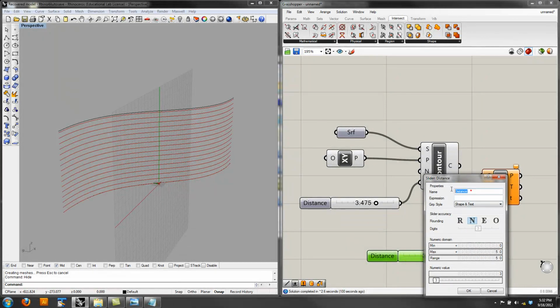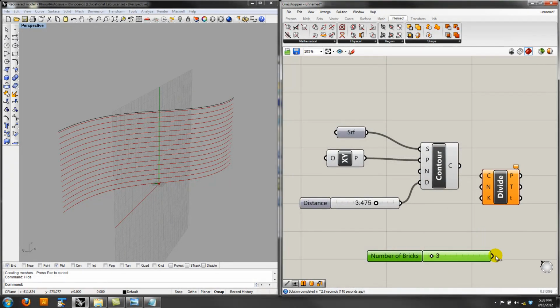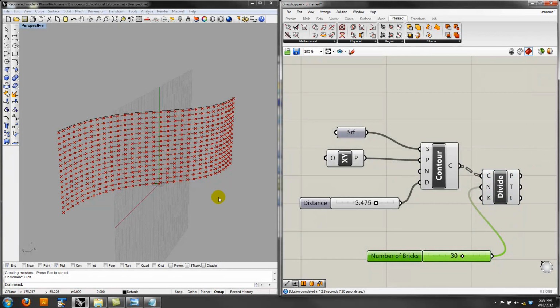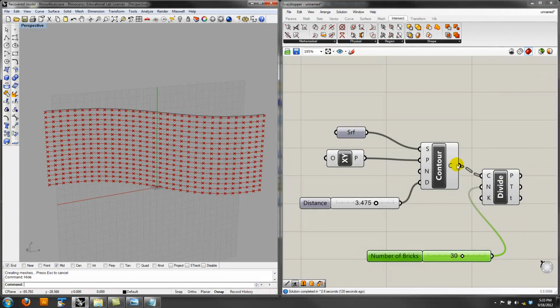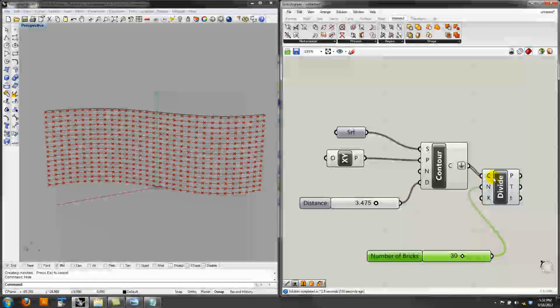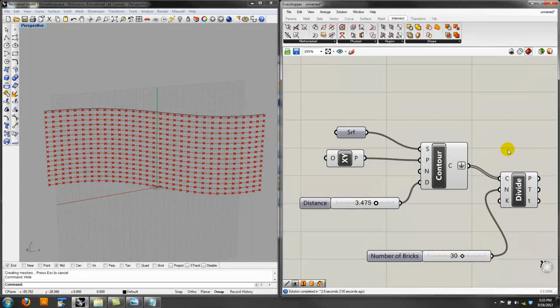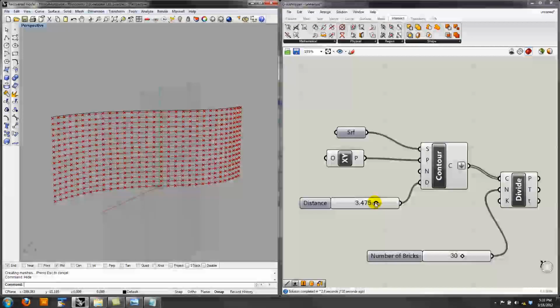Let's call this number of bricks. Okay, and plug it in and make a lot of them. And then plug this in for the number of segments, and plug our curves in. And we get a whole mess of points. I'm going to go ahead and flatten these. Doesn't really matter in this case, but I like not having them grouped. They don't really need to be grouped. Okay, so I've got a whole mess of points here.